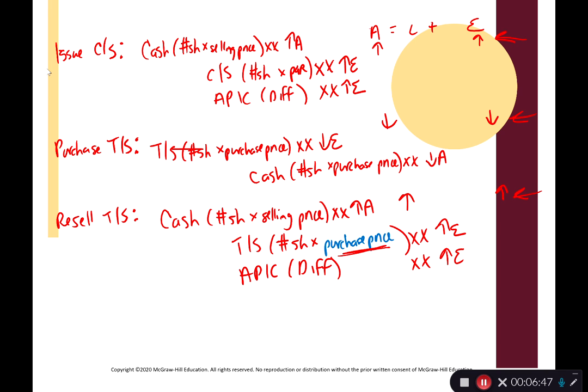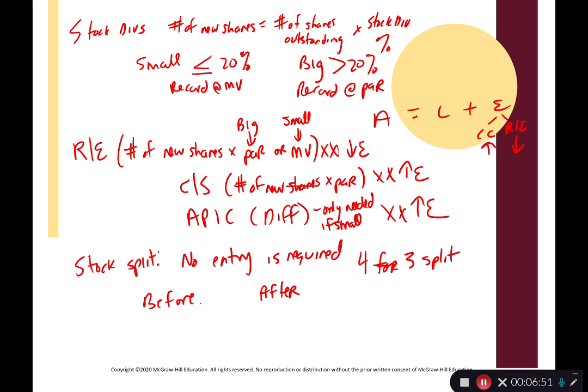So with a 4-for-3 split, if the number of shares before was 100 and the par was 5, the total common stock would be 500. To figure out the shares after the split, we'd multiply by our stock split ratio, which would be 4/3. So we take 100 times 4/3.